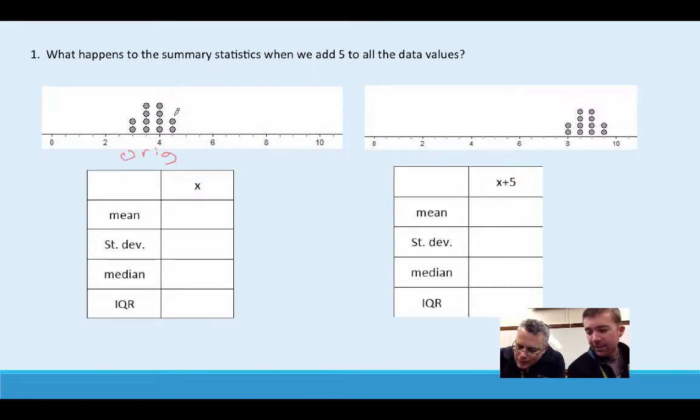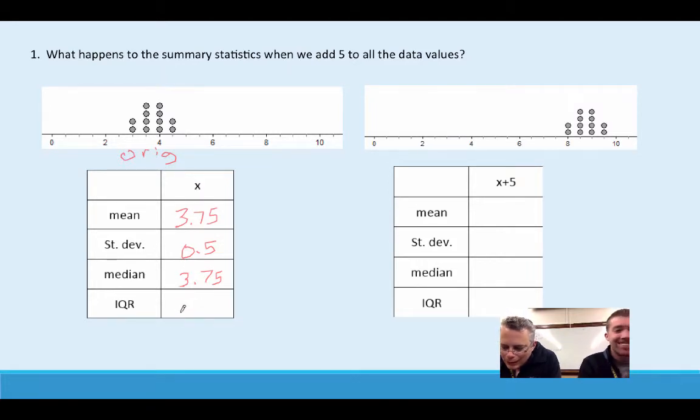So Stat, Calculate, One Variable Stats. The mean is 3.75. The standard deviation is 0.5. The median is 3.75. How could I have known that? Probably because it's very symmetrical. And the IQR is 0.5. Interesting, IQR and standard deviation are the same. That's a fluke. It's no fluke that the mean and the median are the same because it's symmetrical, but the standard deviation and IQR working out the same is just weird.